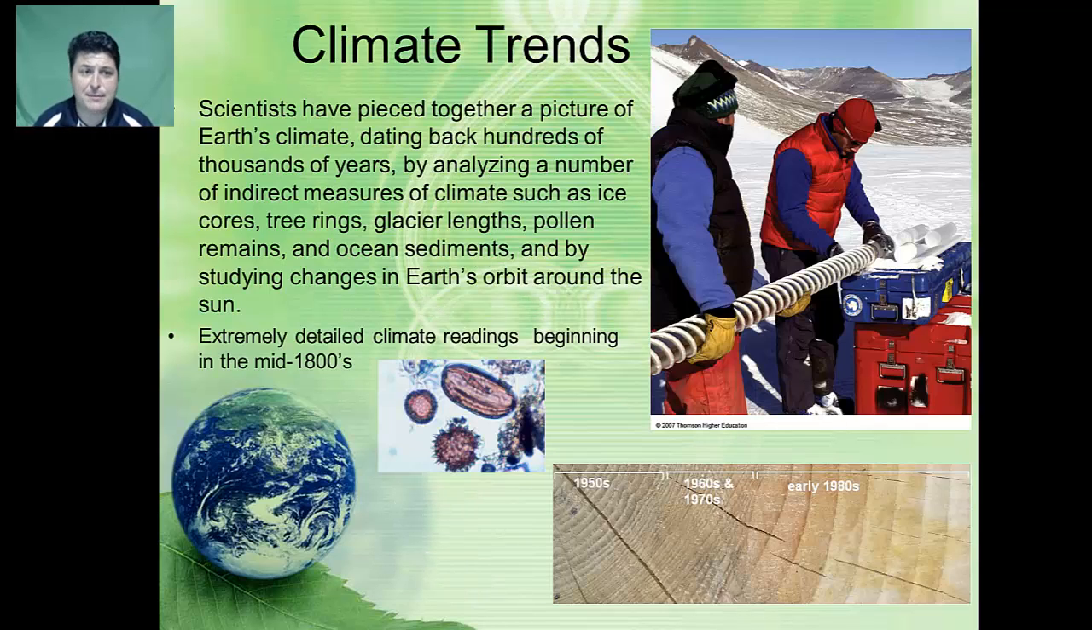Now, scientists have been able to piece together a picture of Earth's climate dating back hundreds of thousands of years by analyzing a number of indirect measures of climate, like ice cores, tree rings, glacier lengths, pollen remains, and ocean sediments. We actually have extremely detailed climate readings beginning in the mid-1800s.